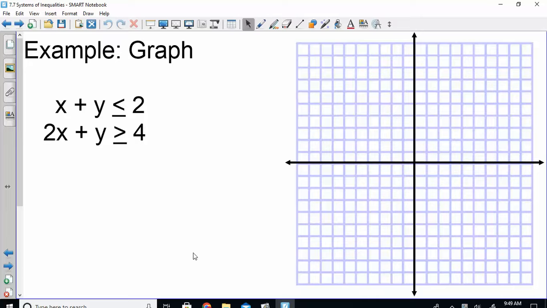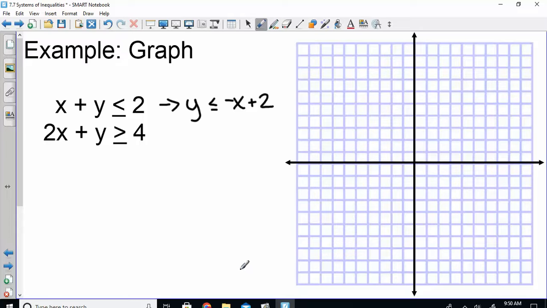So if I asked you to graph the solution to this, both of these are just lines, because you have an x to the first, a y to the first. So we can graph them by getting it in the y equals mx plus b form. So if I subtract over my x, I get y is less than or equal to negative x plus 2.